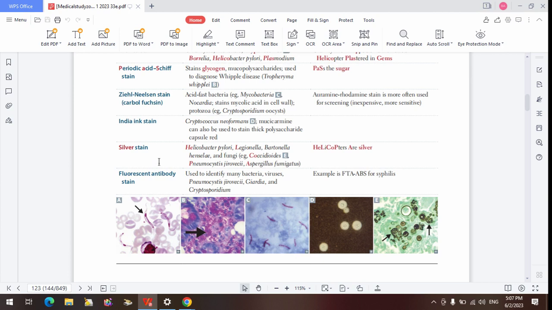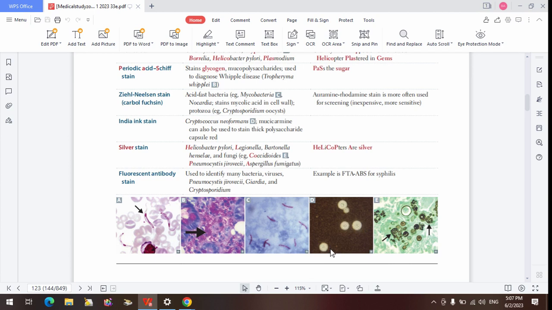So the next one is the Indian ink stain. Indian ink stain is very conspicuous. This is what you see: just white halos with a chocolate background, and the structures will be looking circular. These are the capsules. It's highlighting the capsule of the organism. Indian ink stain is only used to stain Cryptococcus neoformans. That is the only thing.